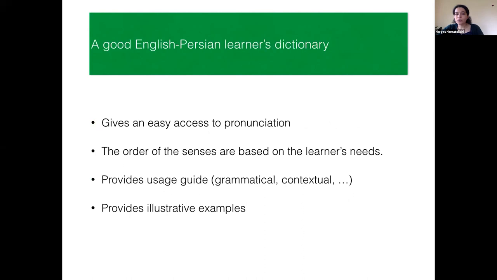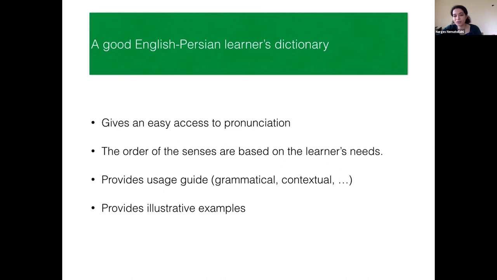Now I think we have a better understanding of what a good English-Persian learner's dictionary must have. So first of all, it should give easy access to pronunciation of the Persian words. The order of the senses must be based on the learner's needs, and there should also be a more limited number of equivalent words. A learner doesn't need 12 equivalent words for broken. He might only need 4 or 5 of them, and the order must be based on his needs. And also a good English Persian learner's dictionary provides usage information, whether grammatical or contextual, and it also provides illustrative examples. So these are the main tasks of a lexicographer.